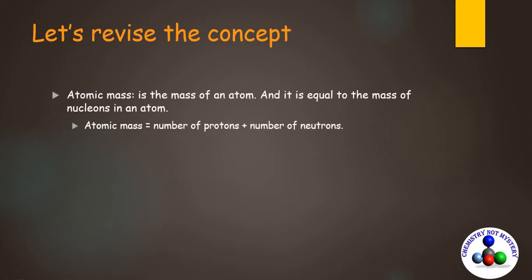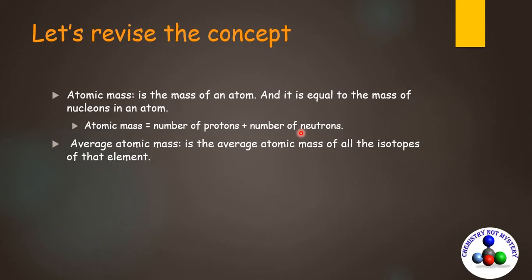Atomic mass. It is the mass of an atom and it is equal to the mass of nucleons in an atom. That means atomic mass is the sum of number of protons and number of neutrons. But why do we not get atomic mass always in whole number? Like atomic mass of chlorine is 35.5 atomic mass units. It is so because the atomic masses given in the periodic table are actually average atomic masses. Average atomic mass is the average atomic mass of all the isotopes of that element.